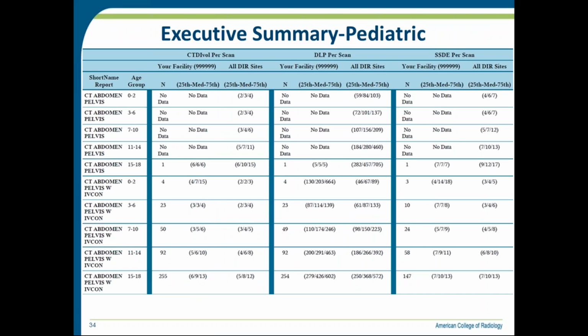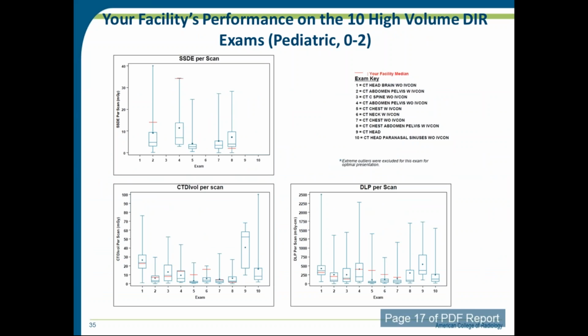Executive summary, pediatric: you can see, again, it is divided in 5 age groups. And this is the way you can take one age group and compare to all DIR sites for each of the dose indices. Okay, so this is an example of the pediatric 0 to 2 age group, and it is shown on page 17 of your PDF report of the executive summary report.